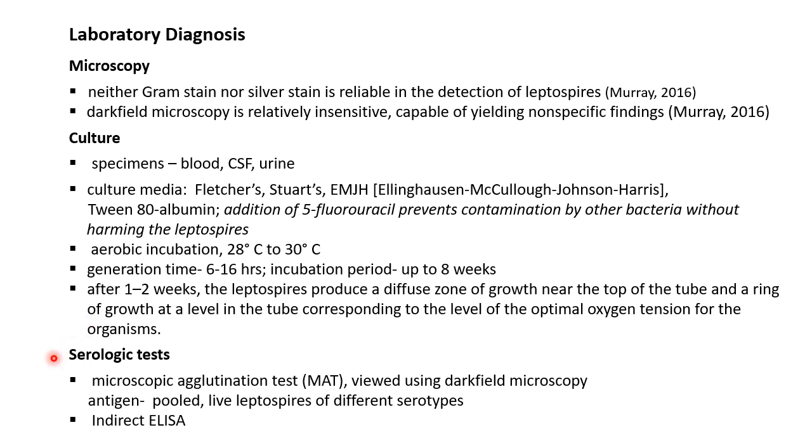Serologic tests would include the microscopic agglutination test or MAT. This is viewed using the dark field microscope. Here, the antigen used is comprised of pooled live leptospires of different serotypes, because Leptospira interrogans is comprised of different serotypes. And because it is using live antigen made to react with the serum of the patient to detect antibodies, this can be dangerous and only reference laboratories are allowed to use this. We also have the indirect ELISA.